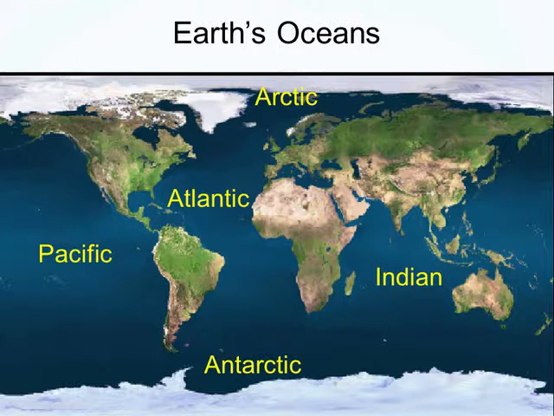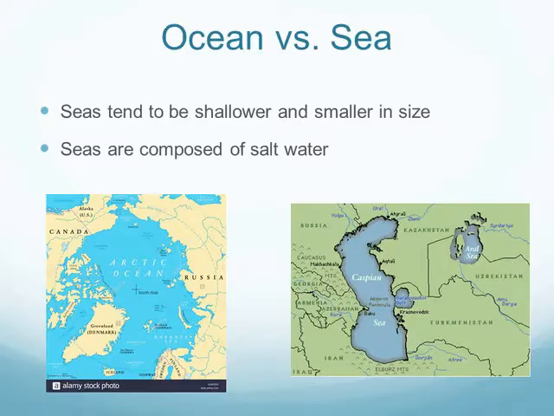You can see that the Pacific should be the largest, followed by the Atlantic, the Indian, the Antarctic, and the Arctic. Okay. So we talk about oceans, but we've also heard about seas, right? So we have the Mediterranean Sea, we have the Caspian Sea, and the Dead Sea, the Red Sea, all these other bodies of water around the world. Why do they have different names? Well, let's look at this.